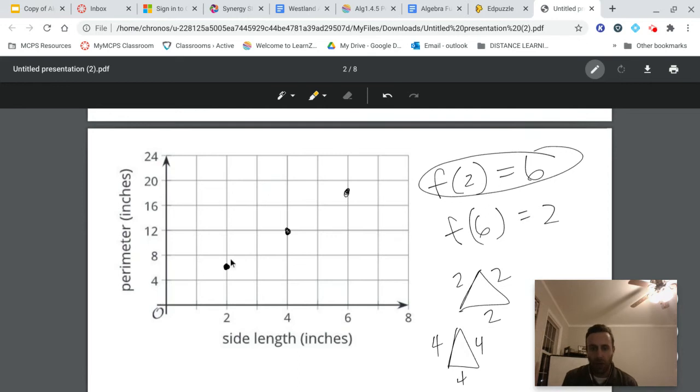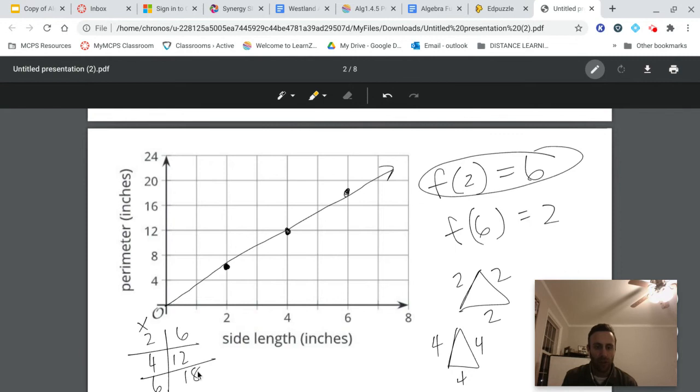You could probably connect this with a line because you could use decimal side lengths like 2.1, 2.1, and 2.1, so eventually you'd have a straight line. But you also have to be able to write an equation. So how would you go from x to y? It goes from 2 to 6, from 4 to 12, and from 6 to 18.